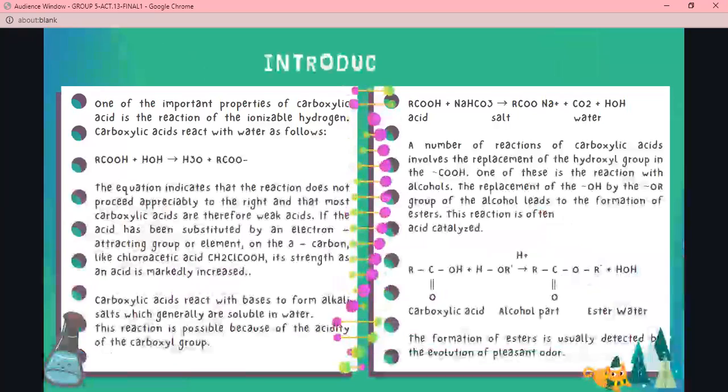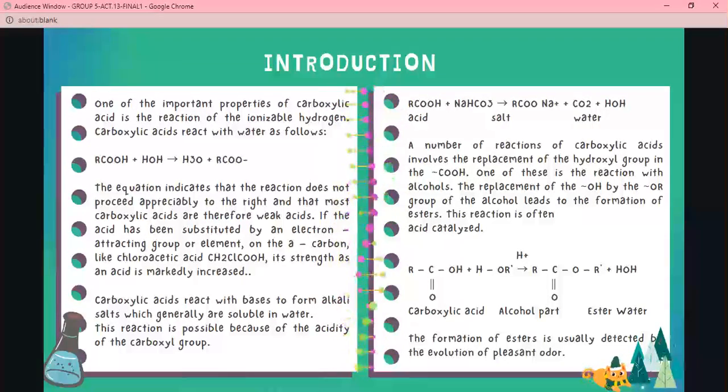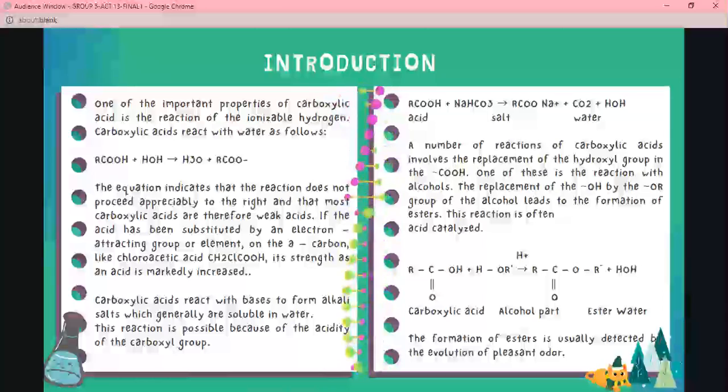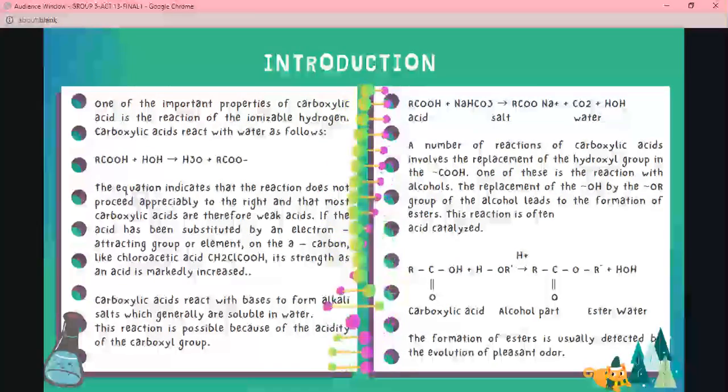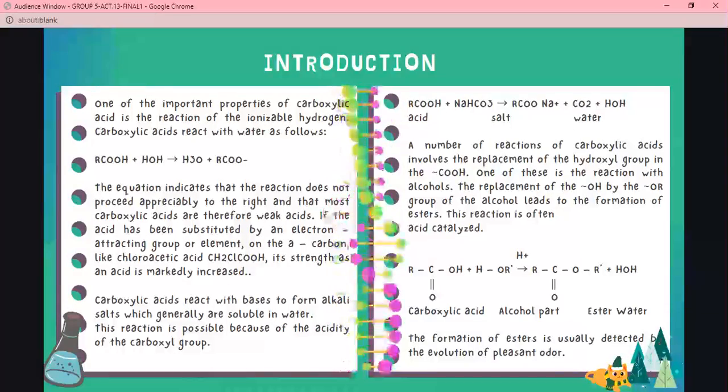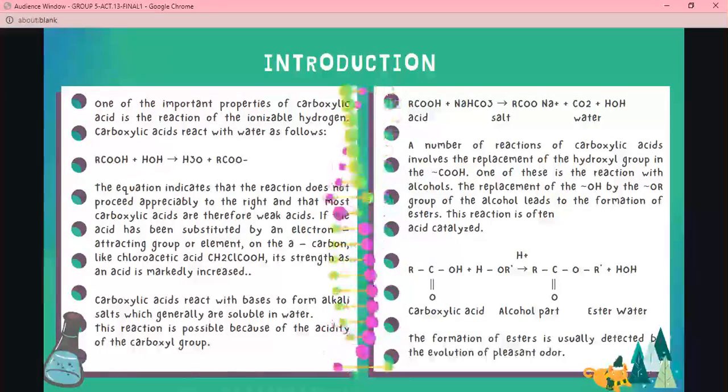If you have listened to what we have discussed in our ChemLec, this is just a review or a study of what Ma'am Eroy explained. One of the important properties of carboxylic acid is the reaction of the ionizable hydrogen. Carboxylic acids react with water as follows: RCOOH plus H2O gives H3O plus and RCOO negative. It became H3O because the hydrogen from the RCOOH, which is our carboxylic acid, was transferred to our H2O.